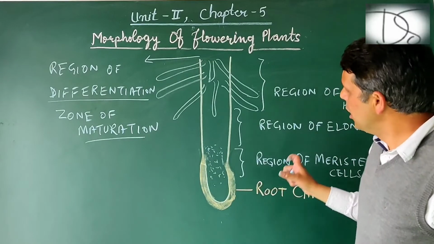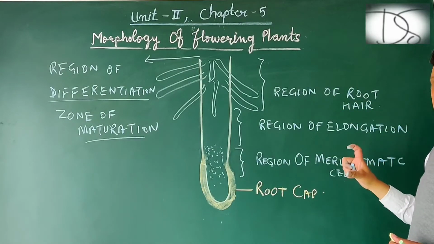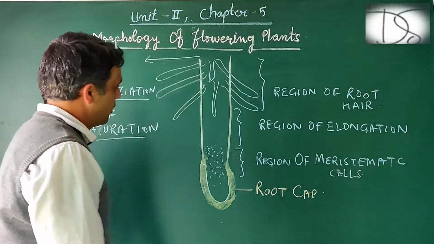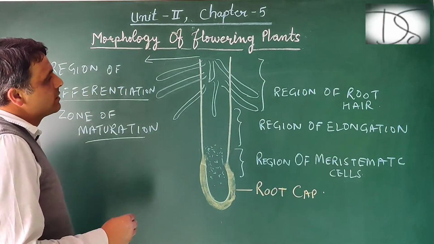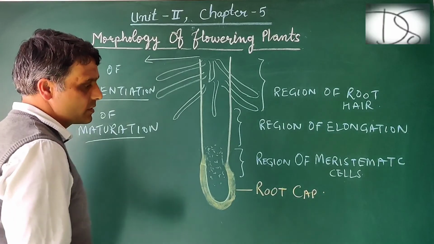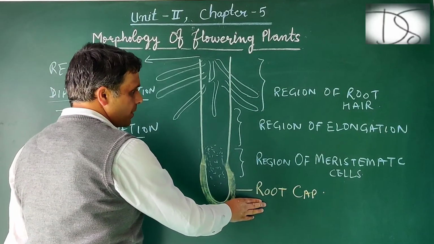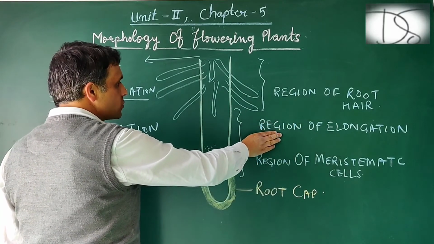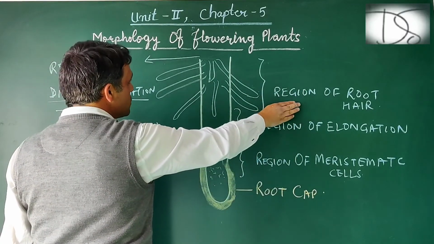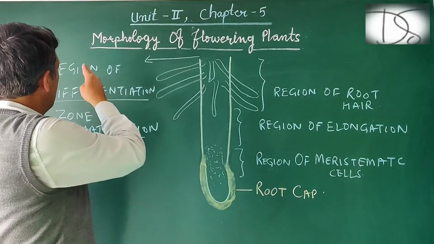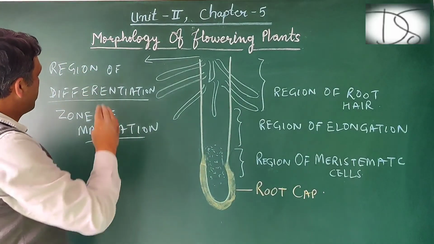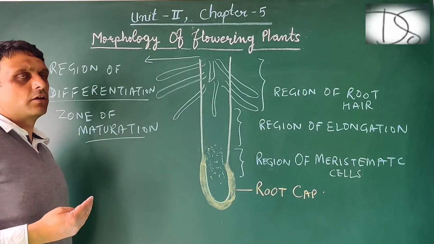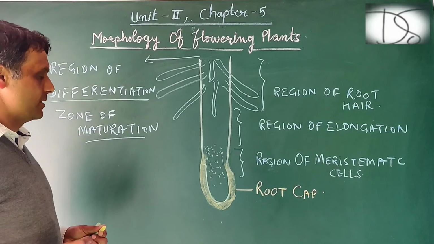So these are the 5 regions or zones into which we can differentiate a typical root. And obviously you can memorize these zones. These zones are root cap, region of meristematic cells, region or zone of elongation, region of root hair, and ultimately the region of differentiation, or we can call it the zone of maturation or zone of mature cells.